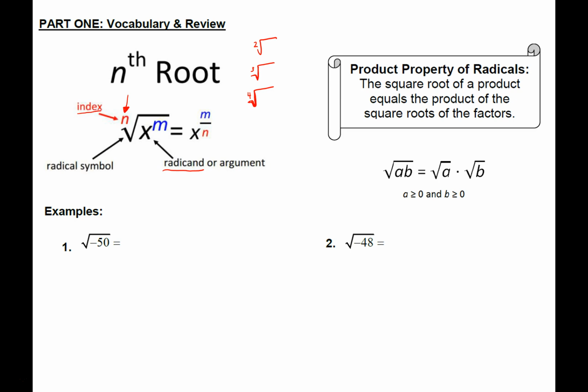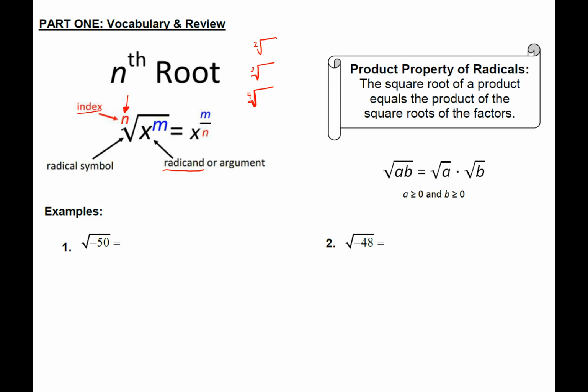Okay. So with that vocabulary in mind, we talked when we did simplifying square roots about the product property of radicals. And basically what it says is if you have a number that you can break down into 2 smaller factors, then you can take those radicals separately from one another. The square root of a product equals the product of the square roots of the factors. So let's review what that means.